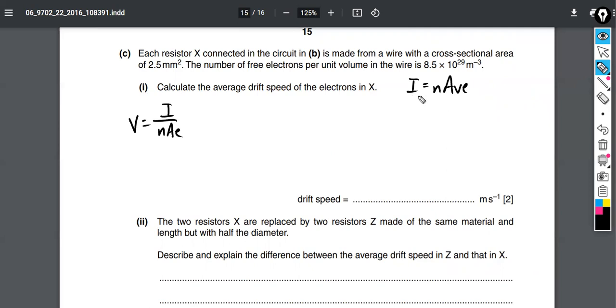We mentioned last week, how many equations do you know for resistance? So how many do you know for current? I equals V over R, I equals nAvE. Lots of different equations for current as well. Kirchhoff's first law, sum of the currents in equals the sum of the currents out. So different equations that contain them.